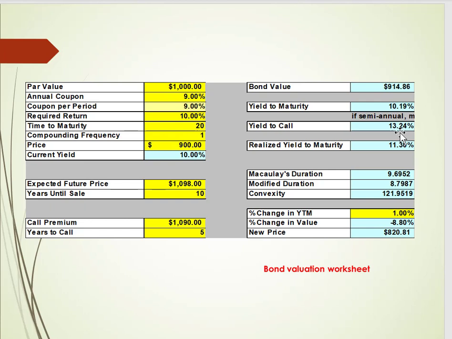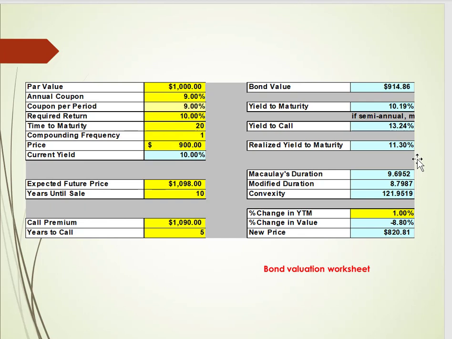Now, the realized yield to maturity just says, look, we're going to hold this bond just for 10 years. We need to predict what price it's going to be in 10 years. So we did that. You do that using the bond valuation worksheet, just like everything else. We'll figure out what the future price would be. In this case, you'd only have 10 years remaining. But let's just say we assume the required return is going to be 8%. Figure out the price, plug that in here. So in this case, the realized yield to maturity is 11.3%.